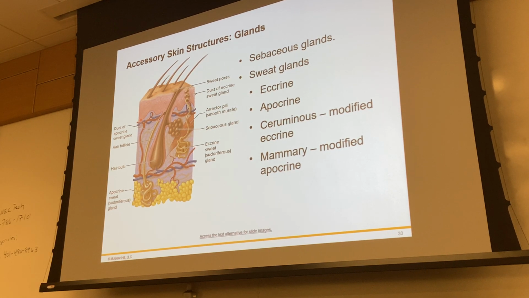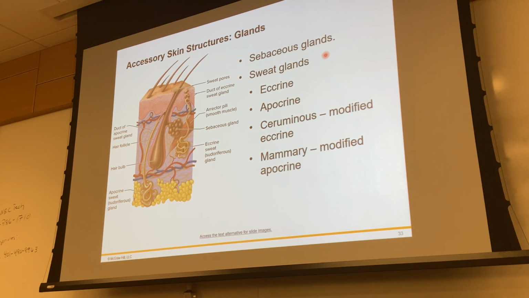Now, let's talk about another accessory structure. So that's the first one. The second one is glands. These are exocrine glands, not endocrine glands. The exocrine glands come in a number of different categories here. In particular, there's sebaceous and sweat glands.